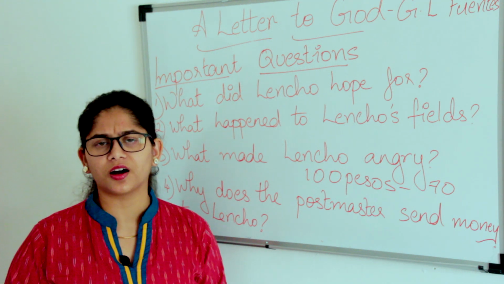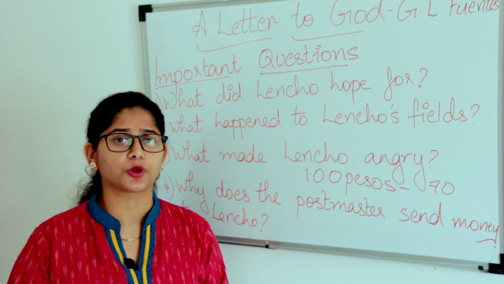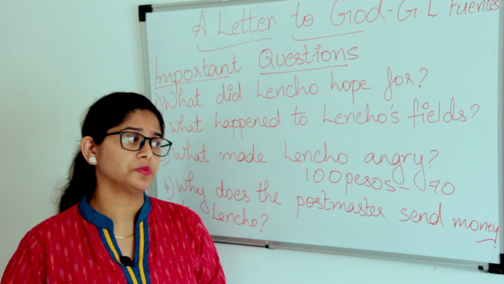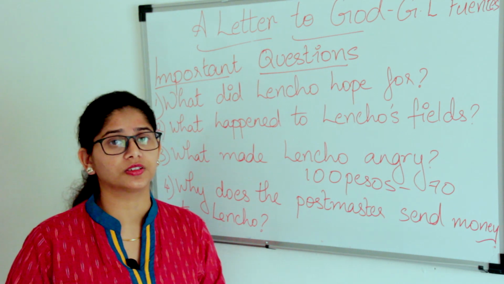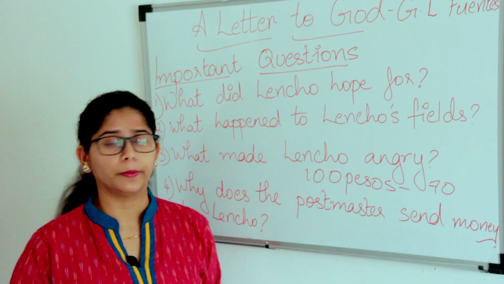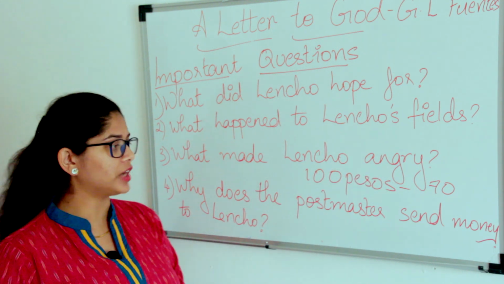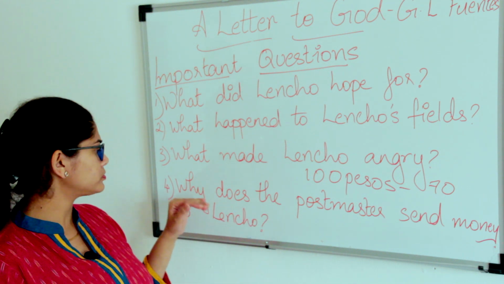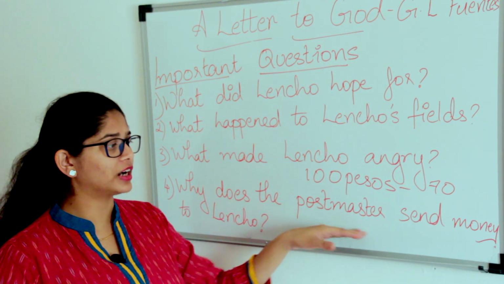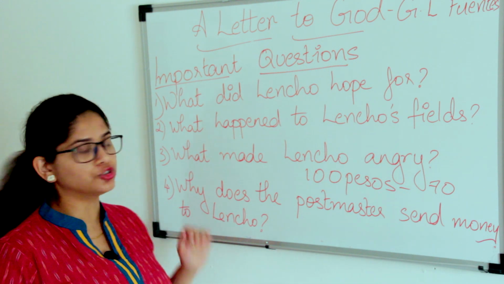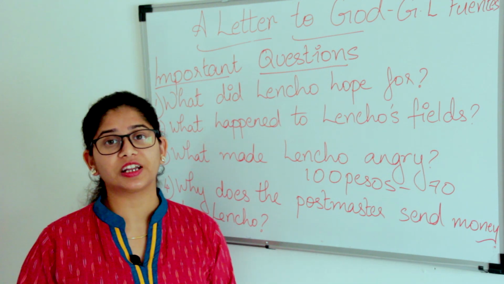And he didn't say that it's because of God, but he said the reason was that the 30 pesos might have been taken by the post office people. That was the reason why Lencho was angry. Now, moving on to the last question: why did the postmaster send money to Lencho?